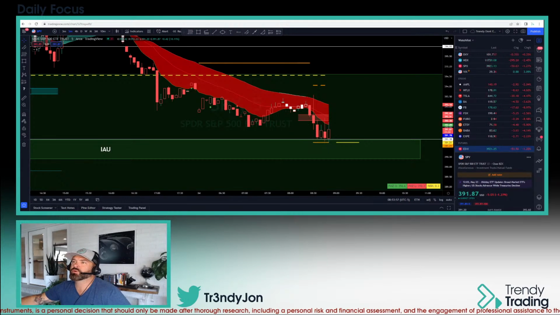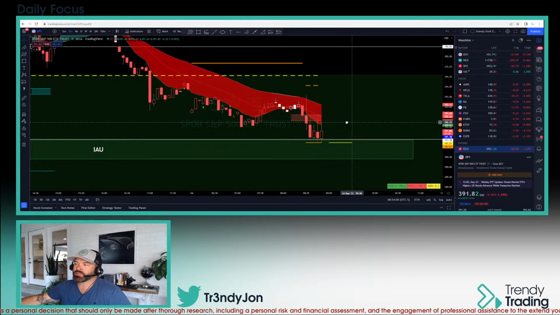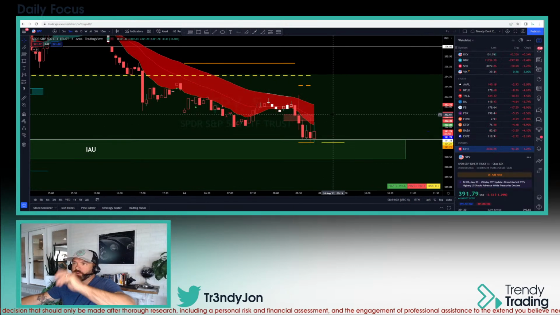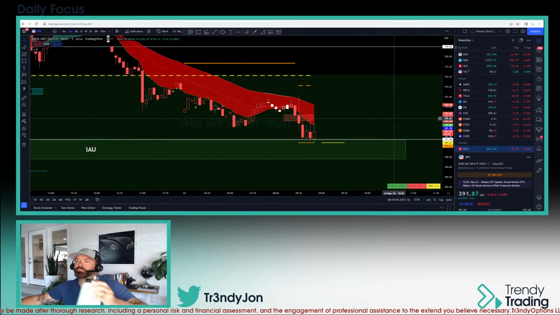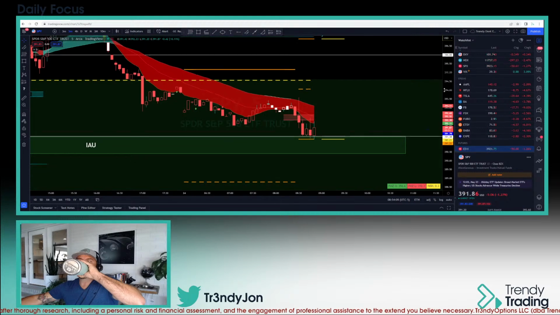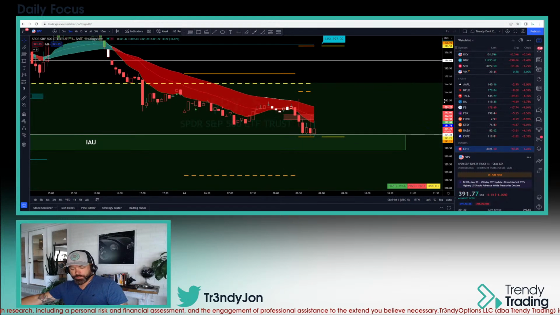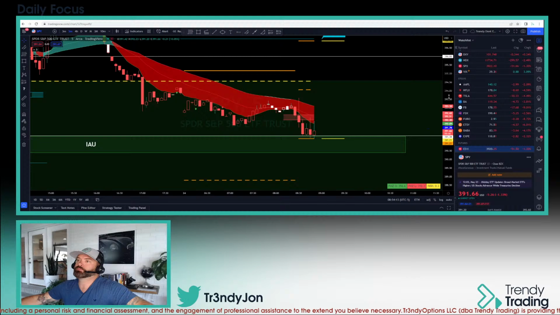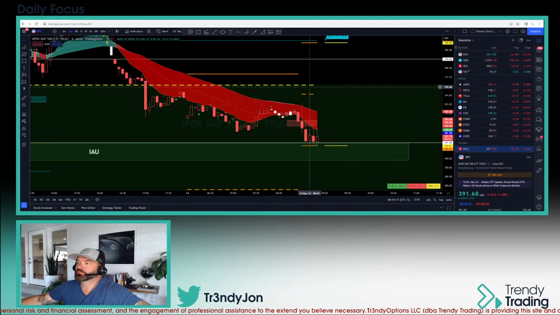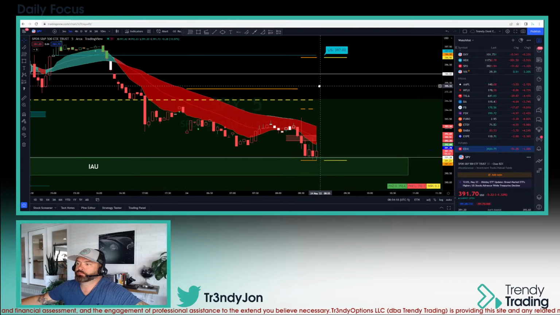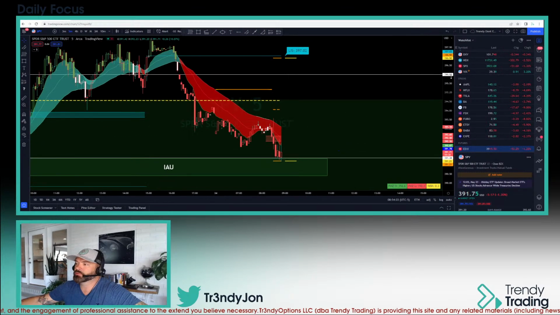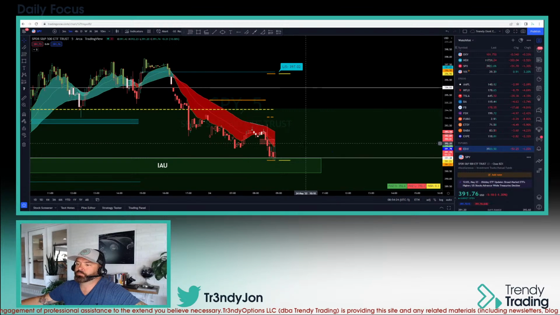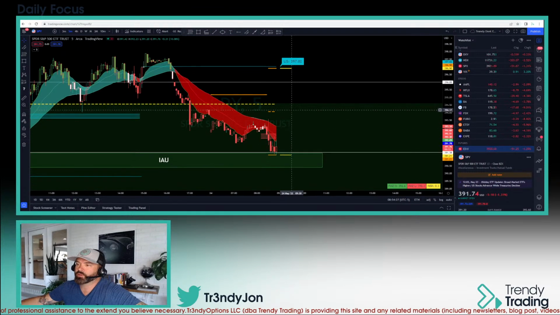New dark pool level on SPY 396.87. That's pretty far away. I mean, basically the line in the sand, man. Like a close. Closed at the close or something.